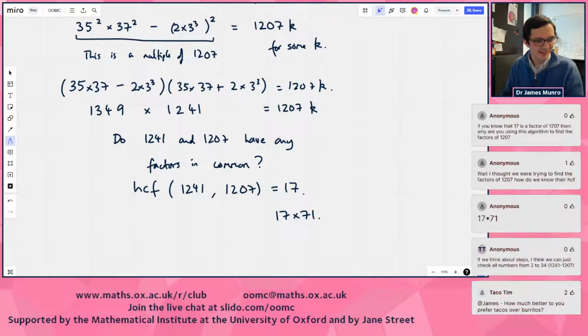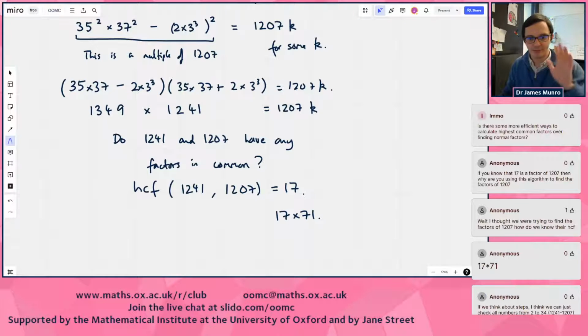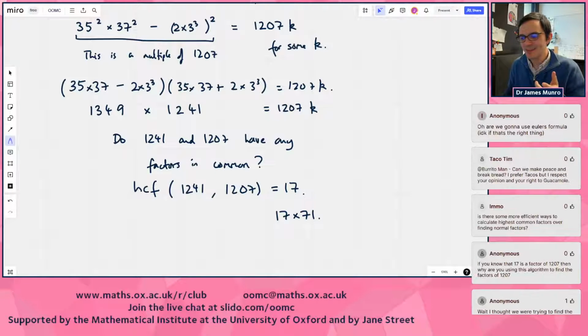Yeah. Do you know 17 is a factor of 1207? Yeah, okay. Oh, yeah, right, good, okay. I see what's missing. This is the missing ingredient that I didn't tell you. There's a way to find highest common factor without knowing any of the factors of the numbers. And it's faster. It's amazing.